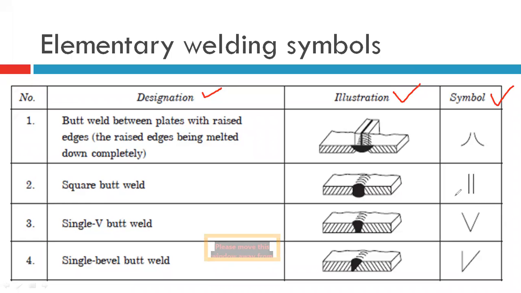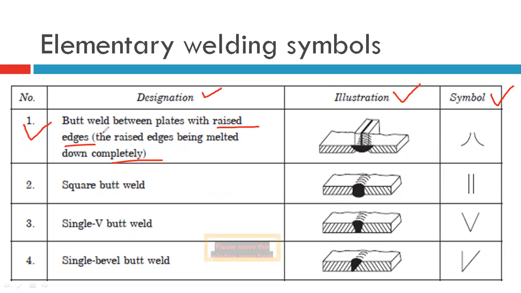In examination, possibly for 2 marks, they will ask you these 10, 12 symbols of welding according to their positions. What is given in number one, let us see. Let us see in the designation, right? So try to read the first one, everybody. So you should zoom out. The butt weld designation: butt weld between plates with raised edge. This is very important. In a bracket, the raised edge being melted down completely.